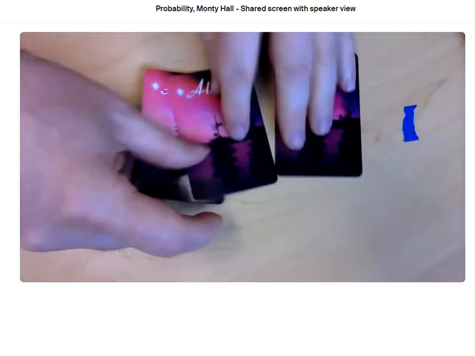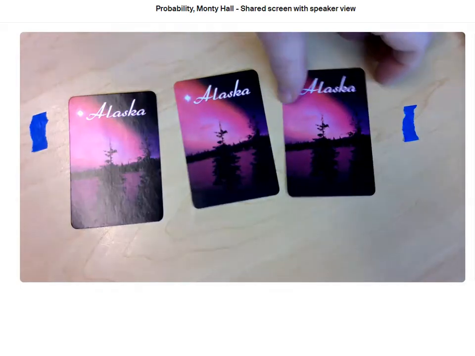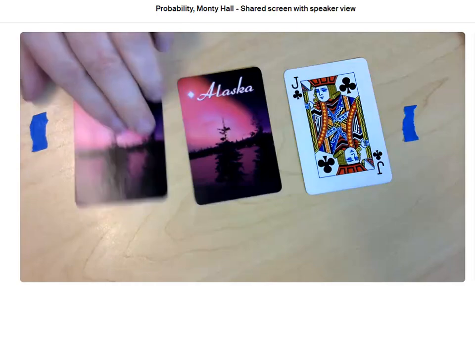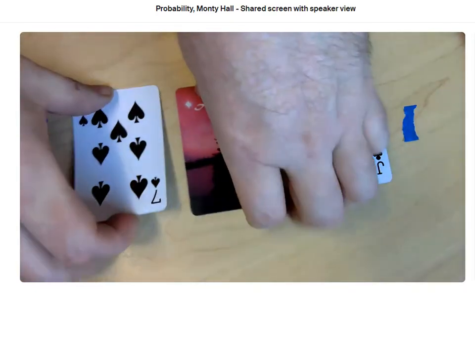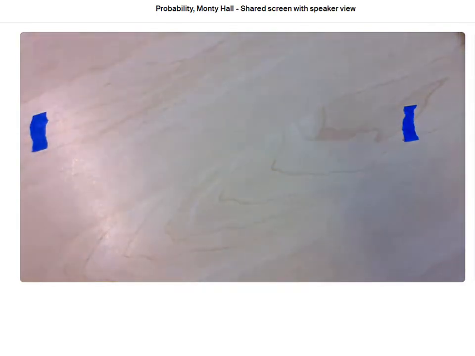There we go. So Reza, go ahead and pick that one. All right. I'm going to turn over a goat. You have to switch. So I'm going to turn this one over, and actually you lose. And there's the winner, by the way. Okay, that was the first one. So the first was a loss. Next one.